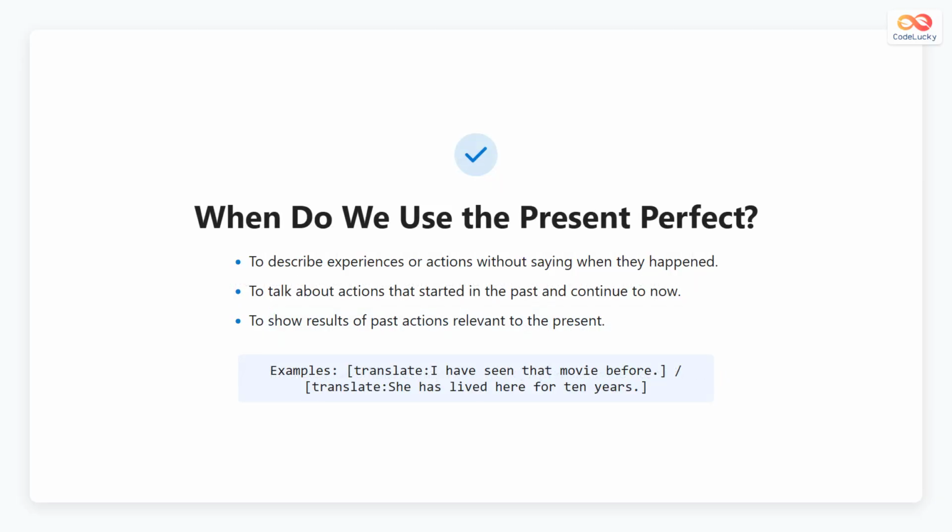The present perfect tense is used in three main ways. First, to describe experiences or actions without saying exactly when they happened, such as I have seen that movie before. Second, to talk about actions that began in the past and continue to the present. For example, she has lived here for 10 years. Third, to show the result of a past action that is still important now, like he has broken his leg. The focus is always on the link between past and present.